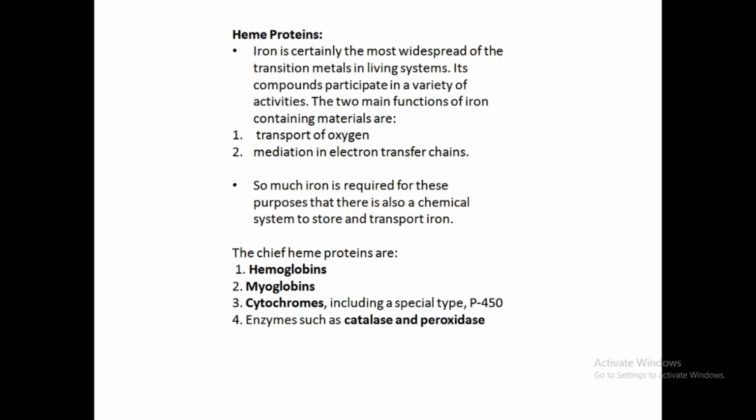electron transfer chains. So much iron is required for these purposes that there is also a chemical system to store and transport iron. The chief heme proteins to be found are hemoglobin, that's what we're going to talk about today. Then we also have myoglobin, and the third one are cytochromes, including a special type which is P450, and then there are enzymes like catalase and peroxidase.